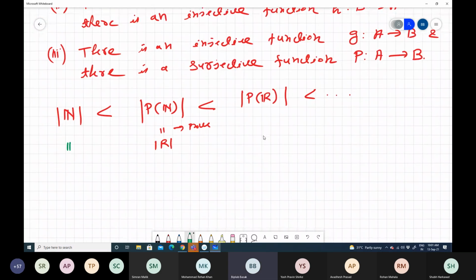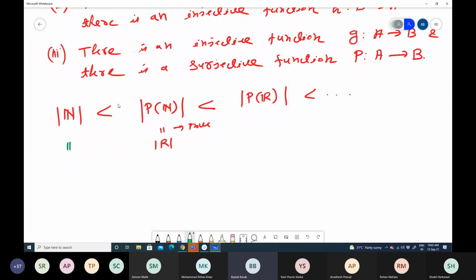Since we have proved that the cardinality of A is strictly less than the cardinality of the power set of A, we have that the cardinality of N is strictly less than the cardinality of the power set of N, and we will prove that this is equal to the cardinality of R. We will prove that, and then again by Cantor's theorem we have this.